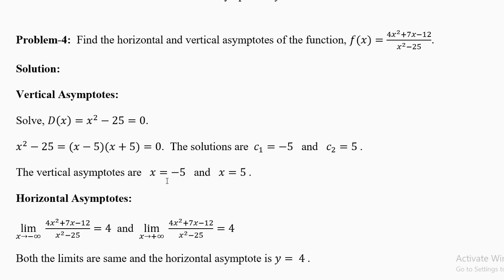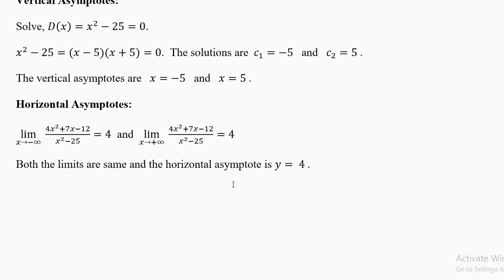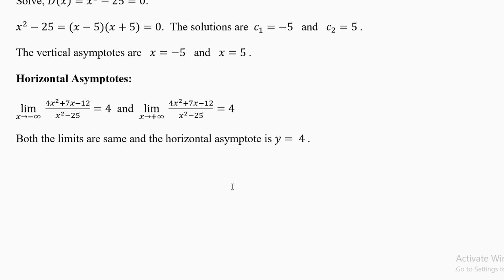One line will be on the left of the y-axis and one line will be on the right of the y-axis. Go to page 1 and convince yourself. Now for the horizontal asymptotes, we need some idea from calculus, that is, take the limit. Take the limit x going to minus infinity of the full function, you will get plus 4. Then take the limit going to plus infinity, again you get plus 4. Both the limits are same, so the horizontal asymptote is y equal to 4. It is a straight line 4 units above the x-axis.